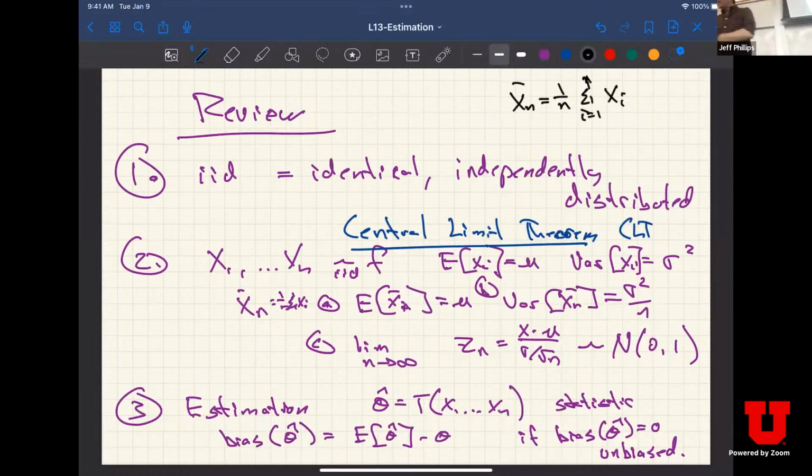Oh, that's X bar minus mu. X bar minus mu, yeah, thanks. Over square root n. I'm dividing by the standard deviation, right?